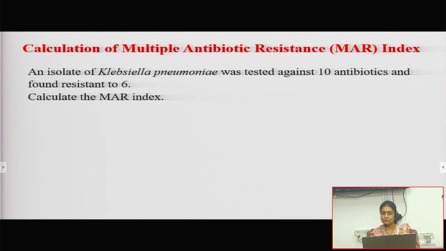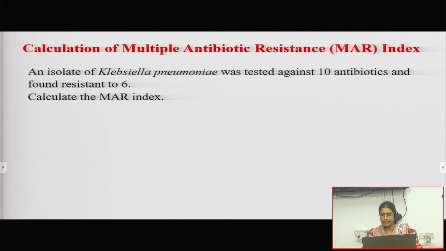Another concept which we have here is what is called multiple antibiotic resistance. Now, the MAR index is primarily used to tell us how dangerous, I mean, how lethal it is. So, an isolate of another bacteria, Klebsiella, is used here.